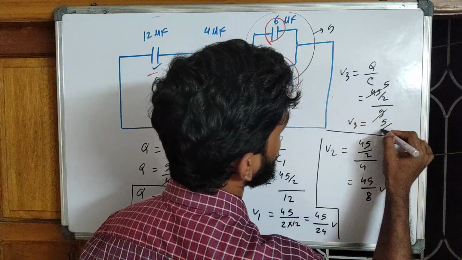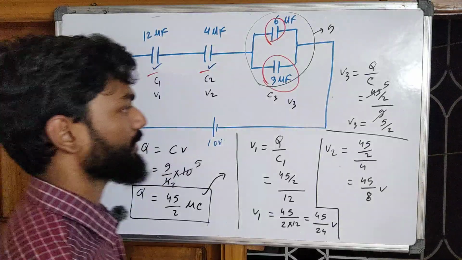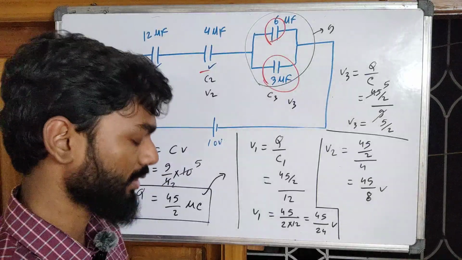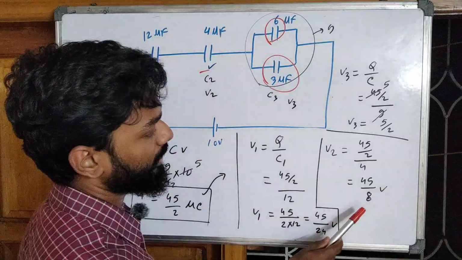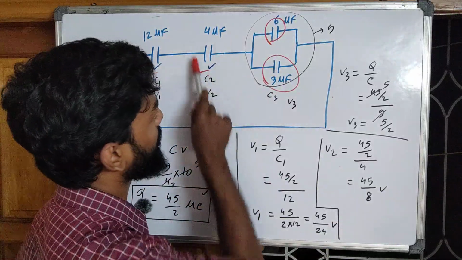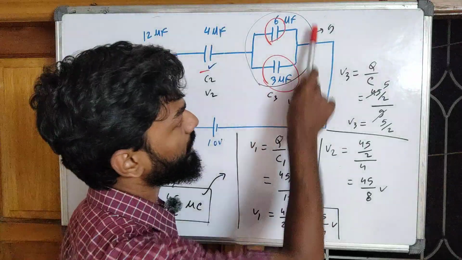5 by 2. Okay, 5 by 2. So this would be the voltage across each capacitor. Now this is the voltage across V1. This is the voltage across this capacitor C2, and this particular 5 by 2 volt is across this.